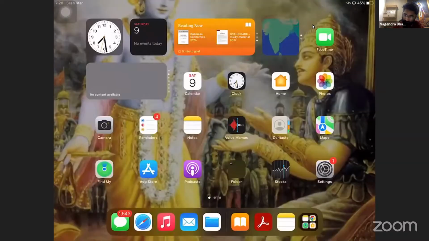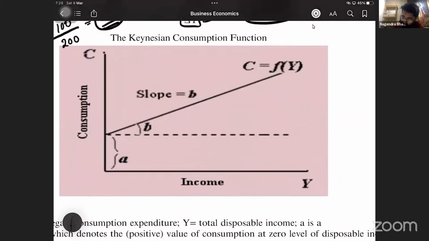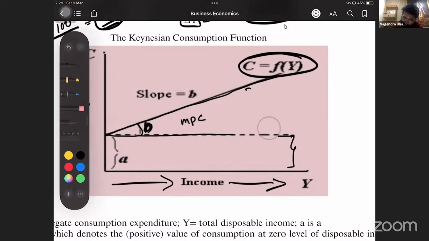Now, if you see this diagram, what is A, sir? Constant, no? Can you see that? A is constant. And as and when your income increases, your consumption also increases. How does it increase, sir? It increases at the rate of B. B is MPC. What is this difference? This difference is BY.